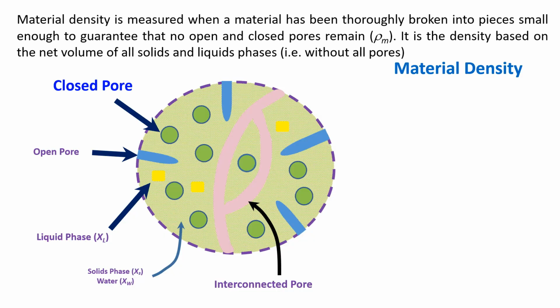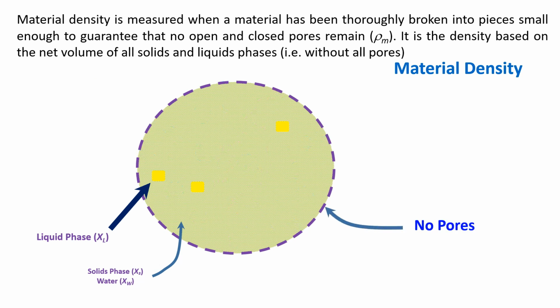First, we need to know what material density is. Material density is the density excluding all pores, and it is measured when a material has been thoroughly broken into small particles enough to guarantee that no open and closed pores remain. That is rho M. It is the density based on the net volume of all solids and liquids phases, that is, without all pores. It retains solids, water, and fats or oil.